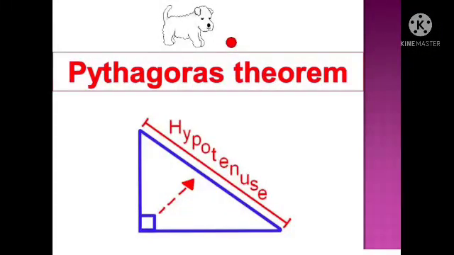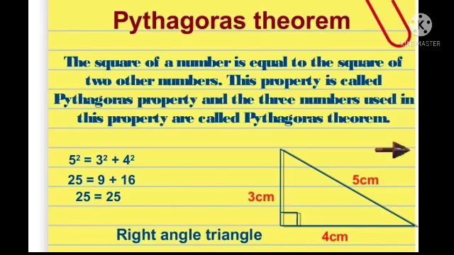Next subtopic is Pythagoras Theorem. The square of a number is equal to the sum of the squares of two other numbers. This property is called Pythagoras property, and the three numbers used in this property are called Pythagorean triplets. Here is an example. 5 square is equal to 3 square plus 4 square, 25 is equal to 9 plus 16. So 25 is equal to 25, proving it is a right angle triangle.